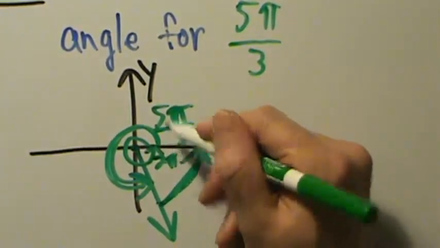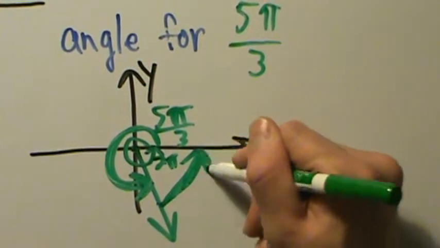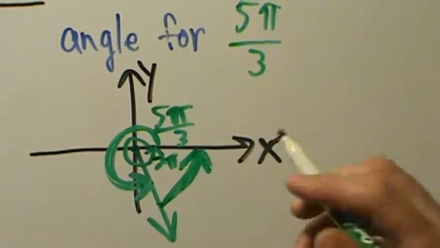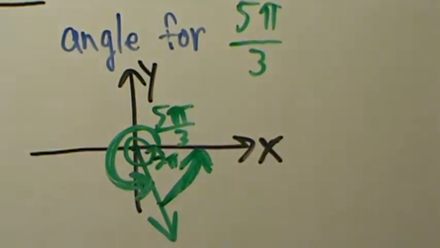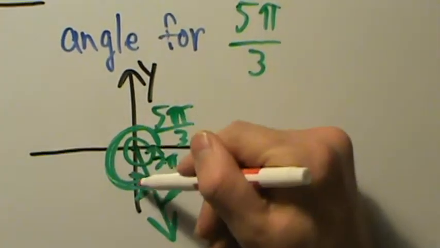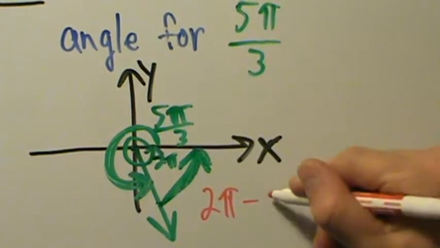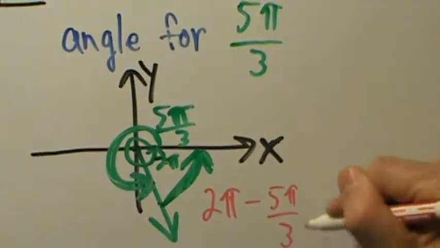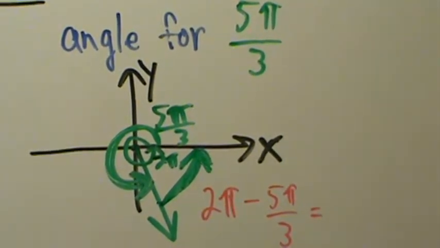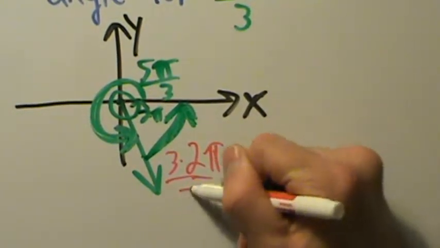So if we go full circle, subtract off all this stuff up to here, then we'll be left over with this. So go full circle, which means go 2 pi, subtract off all this stuff right here, which means subtract 5 pi over 3, then we'll be left with what we want. So first get a common denominator here, so multiply by 3 over 3.